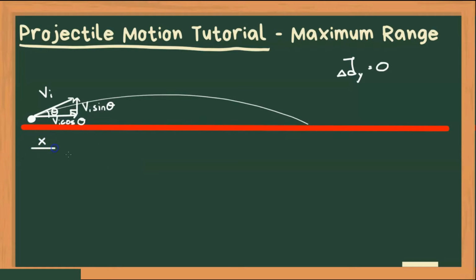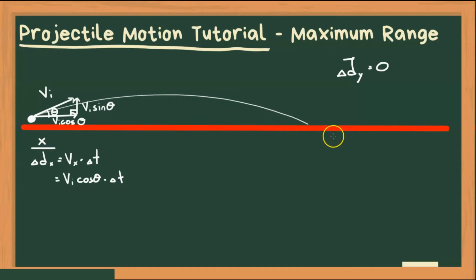If we analyze our x components, there's only one equation we can use because there's no acceleration in x. And that's that our range, which is what we want to maximize, is going to be our horizontal velocity times the time of flight. And our horizontal velocity, I can write that as vi cos theta. And then we still have this time in there.